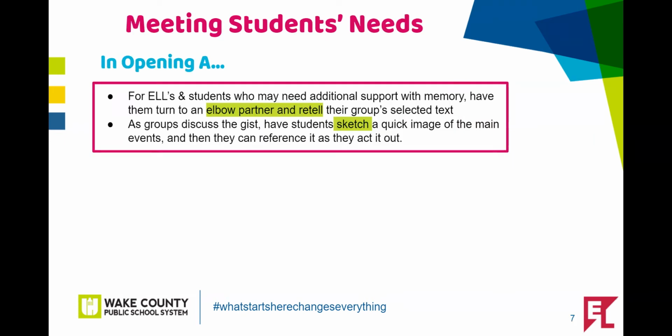In Opening A, for students who may need additional support with memory, have them turn to an elbow partner and retell their group's selected text. As groups discuss the gist, have students sketch a quick image of the main events, and then they can reference it as they act it out.